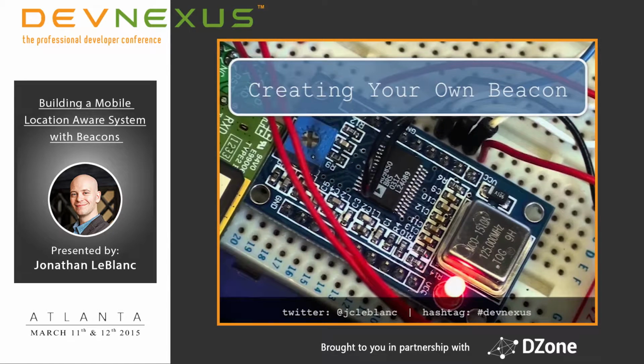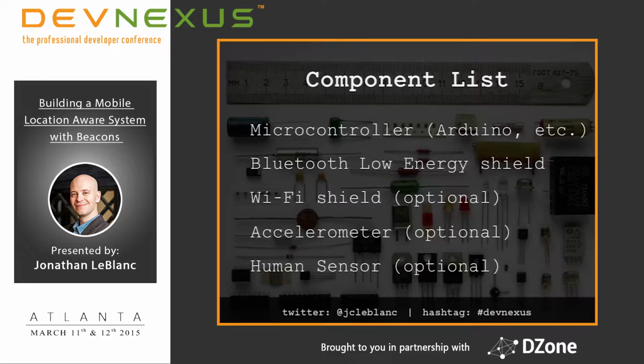So here's your component list. Depending on the type of beacon that you're working with, you're definitely going to need some sort of microcontroller, like an Arduino. You can use an Adafruit; there are these tiny little boards that I've been playing with recently. They're probably about that big, really, really small. So you have one of those with a little breadboard, and you have a little Bluetooth low energy shield on top of that, and that's your functionality. That's the base level hardware that you need to actually build it out.